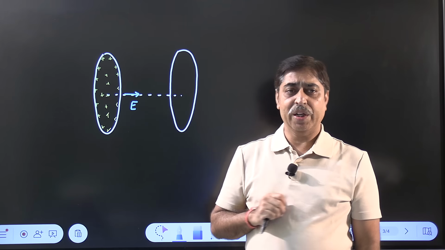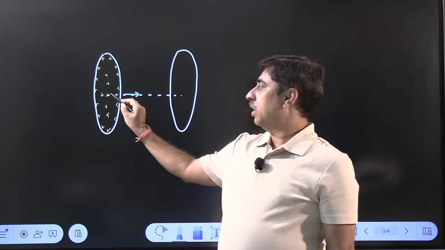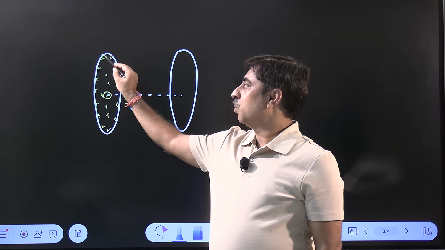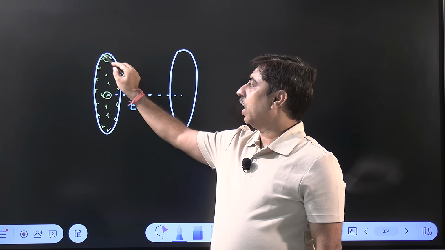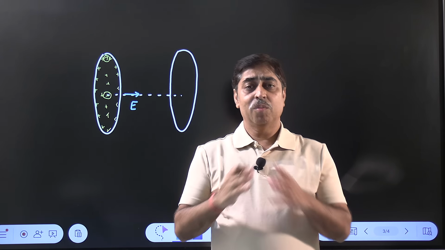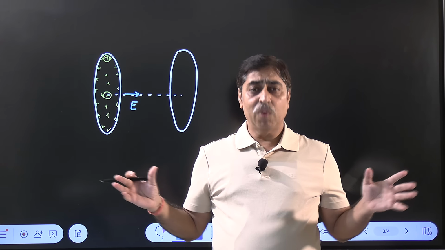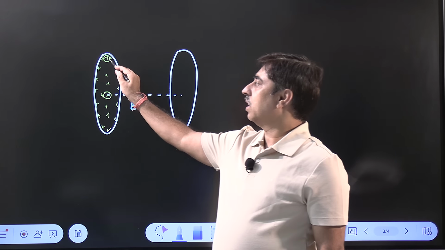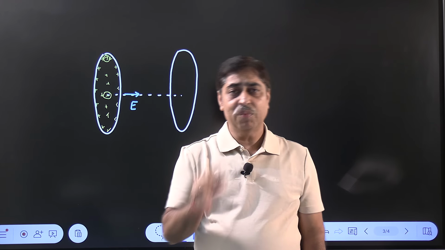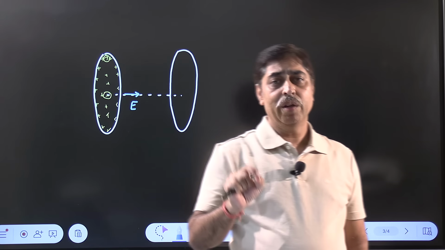Same is true for this plate also. What I am saying is, if you compare the charge per unit area over here and the charge per unit area over here, the charge per unit area at these locations will be higher because charges are repelling one another and they spread out. So, because of this, the charge density per unit area near the circumference region of the plate will be higher.